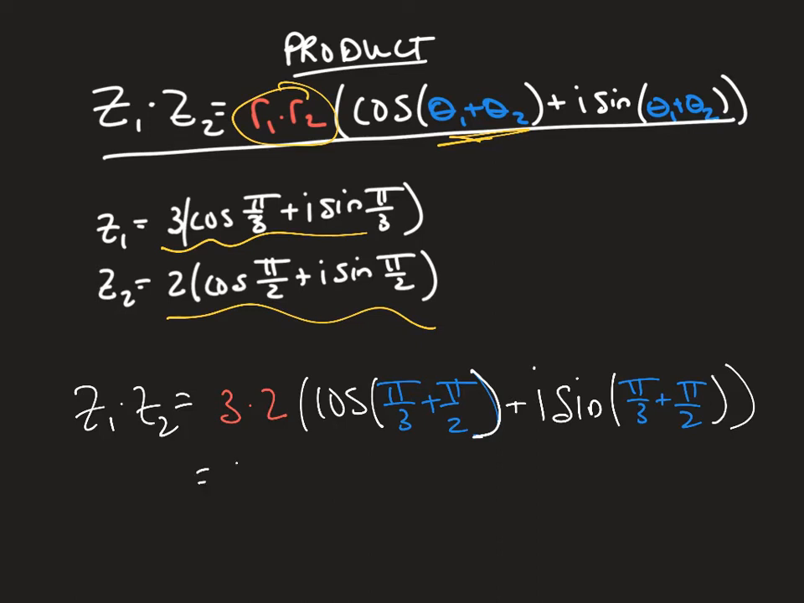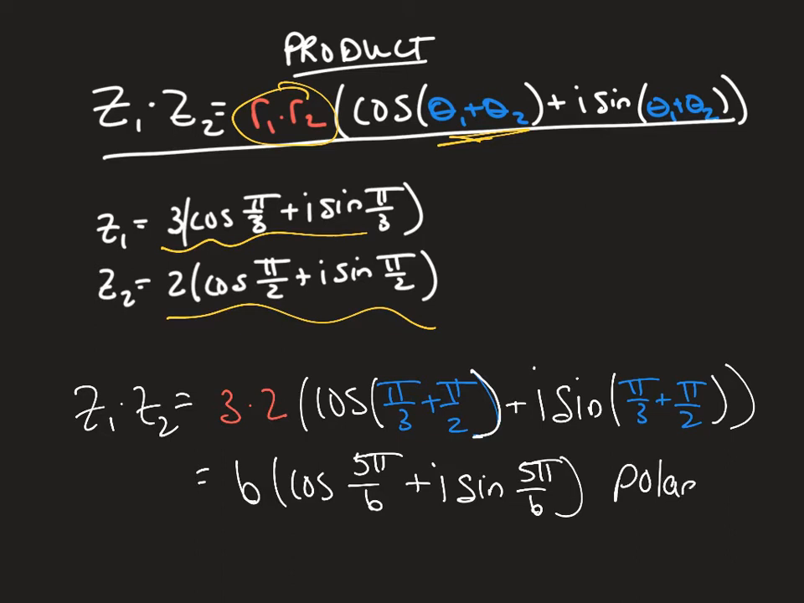So it's going to equal 6 times the cosine of 5 pi over 6 plus I sine 5 pi over 6. Remember, that is polar form. And remember, in polar form, our radius is going to be positive, and our angle is always going to be in between 0 and 2 pi, but we're good there, so we don't have to deal with that.